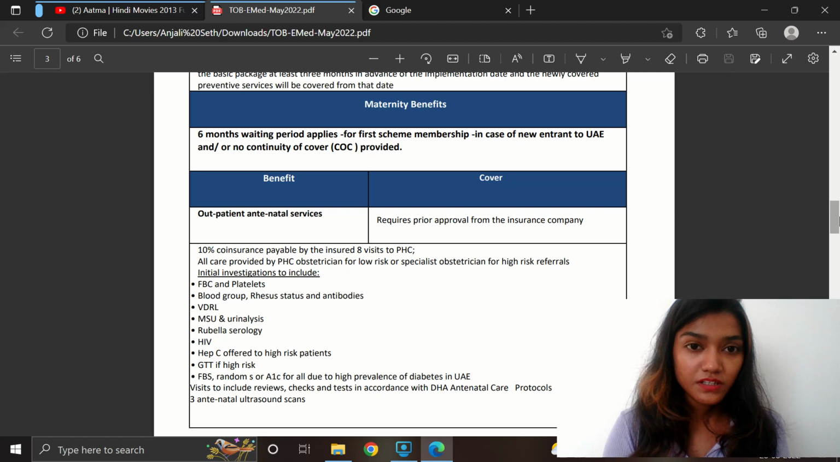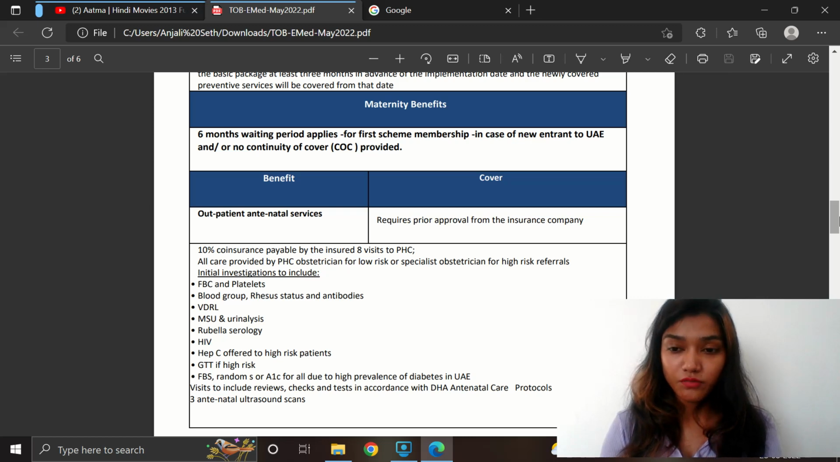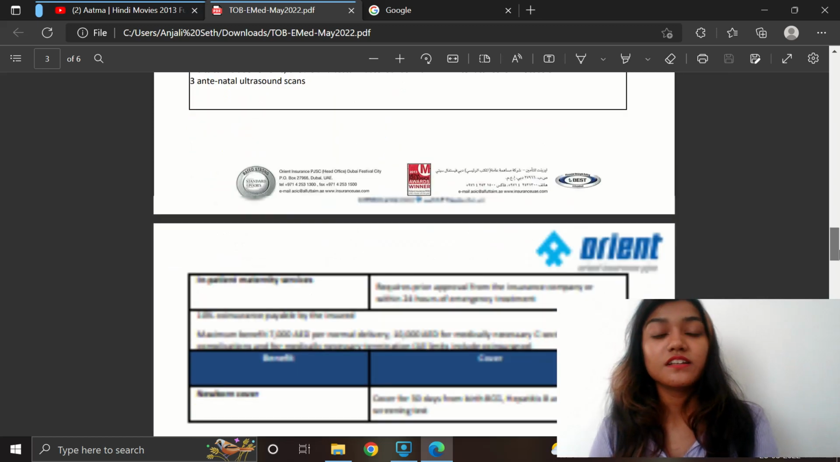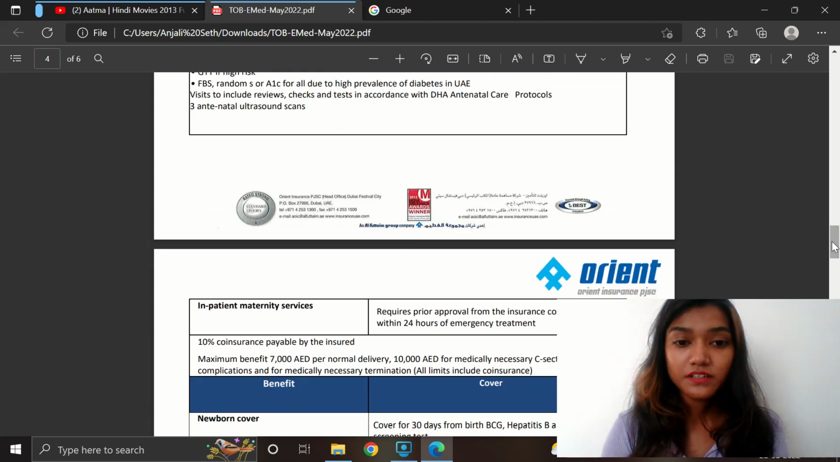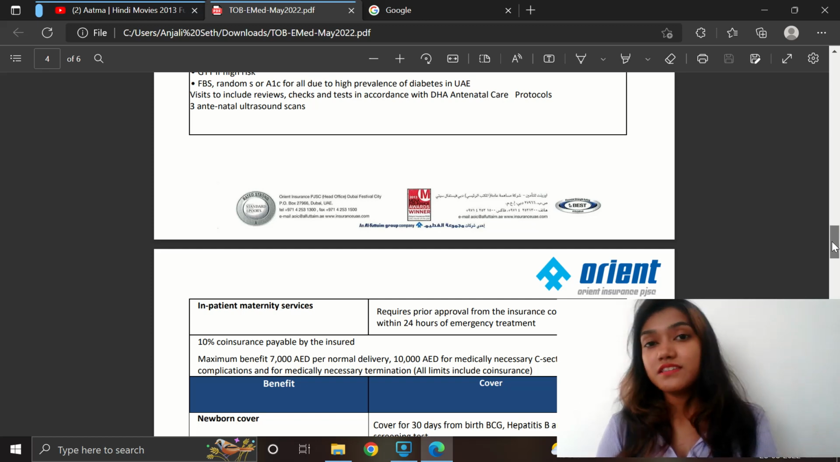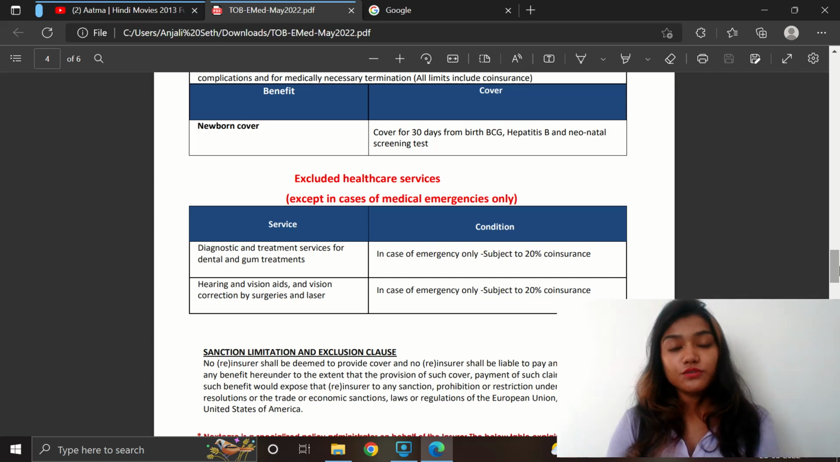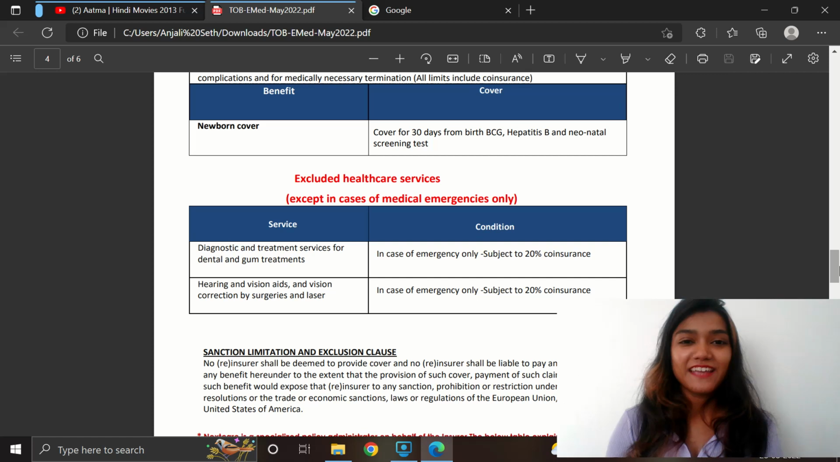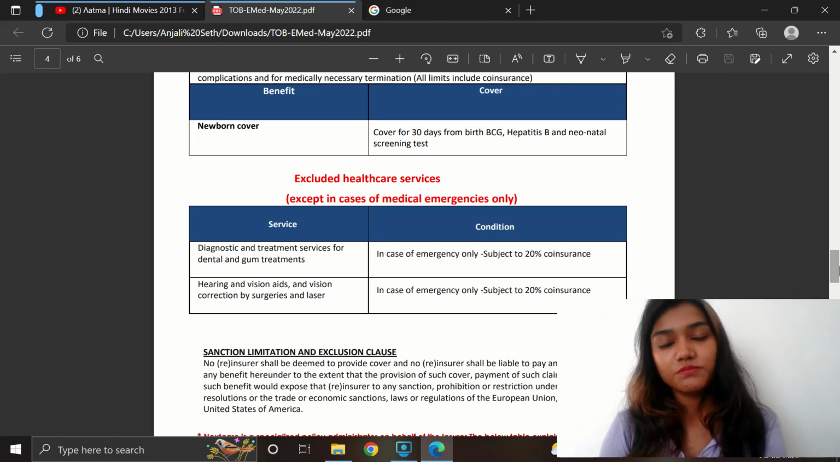Maternity is really important, right? In case it is taken by any married woman who is pregnant, 7000 will be covered in a normal delivery, but 10,000 in a cesarean. Only in a cesarean, 10,000. Okay. Now we have the newborn. In that case, if anything happens to a baby, the first 30 days will be covered by the insurance company, like hepatitis B, any prenatal test or BCG, etc. of the child also, that is covered.